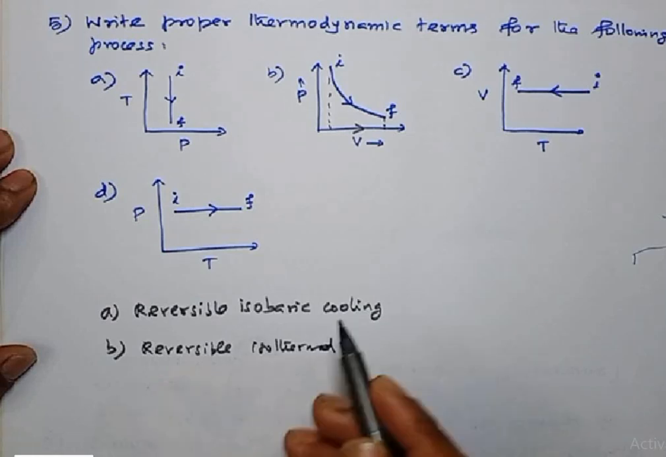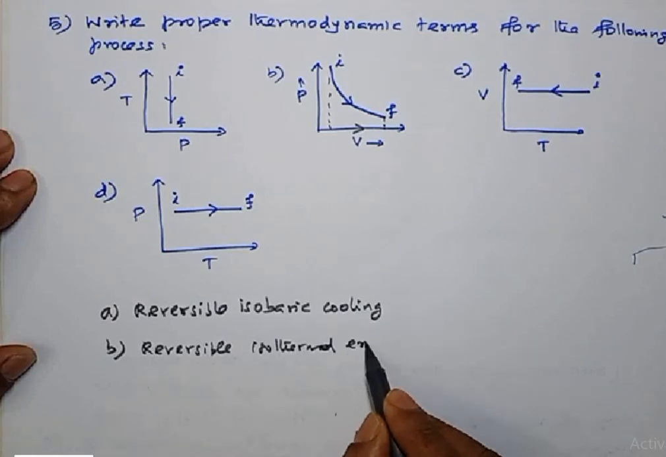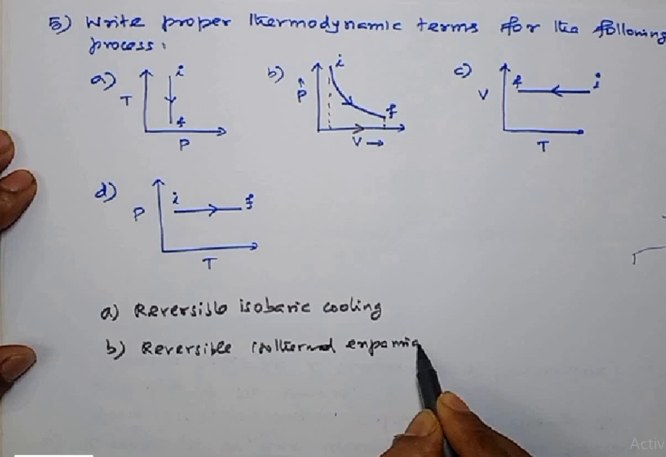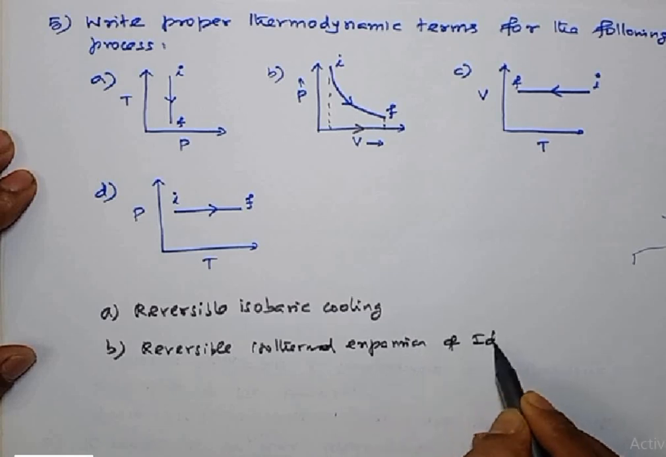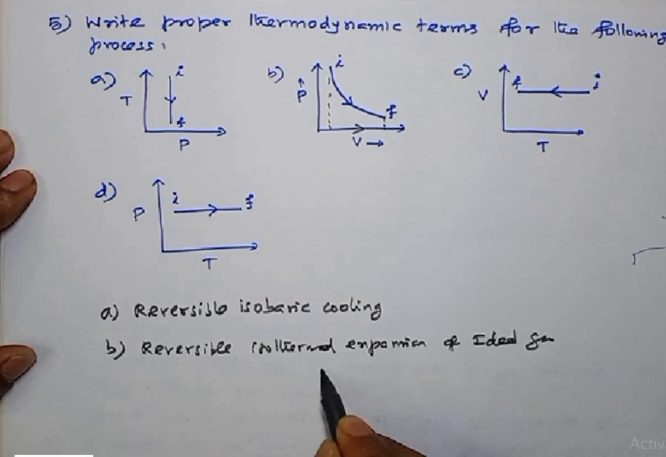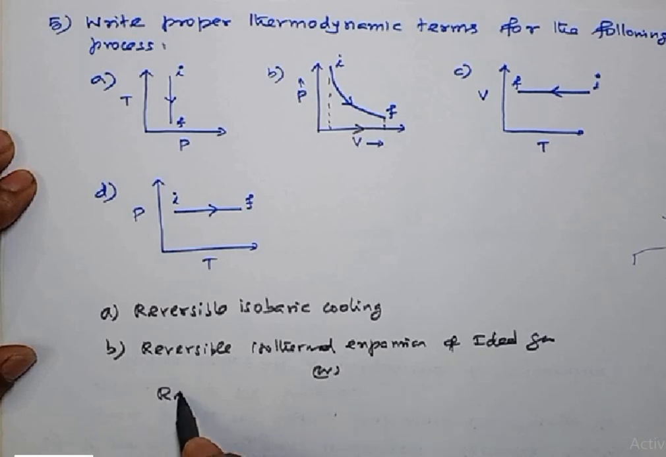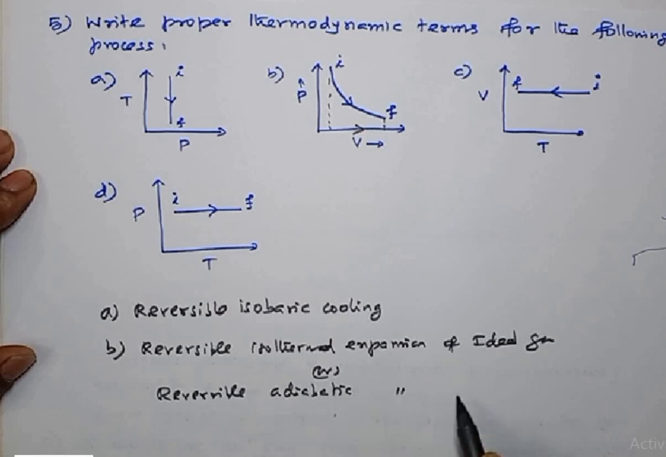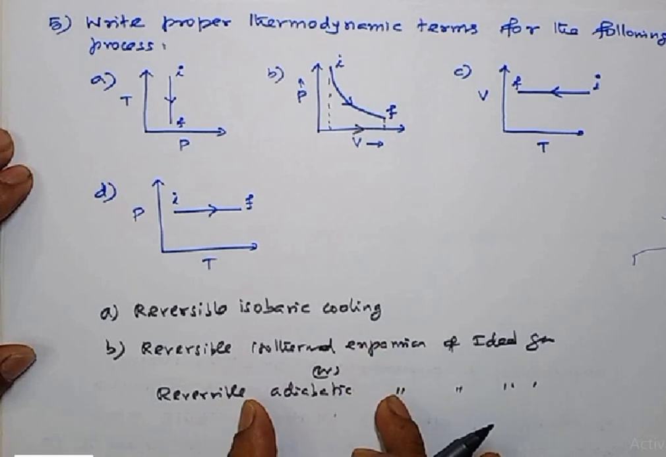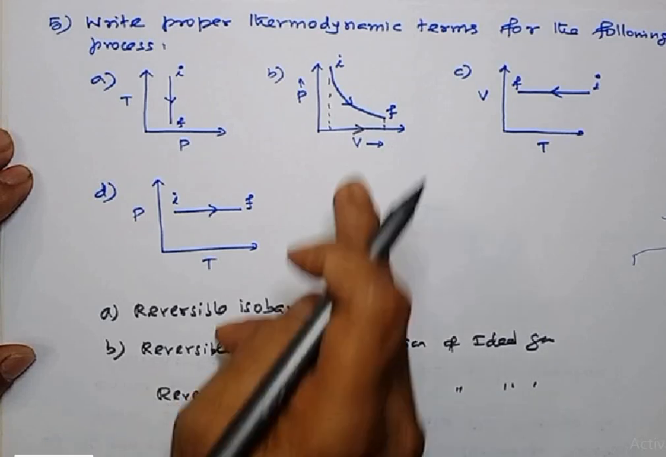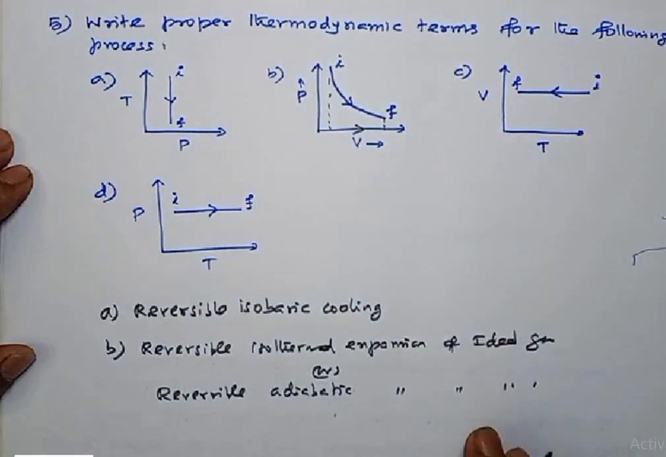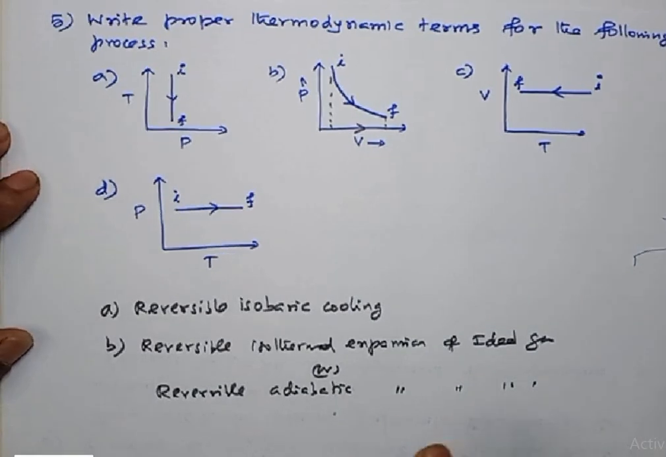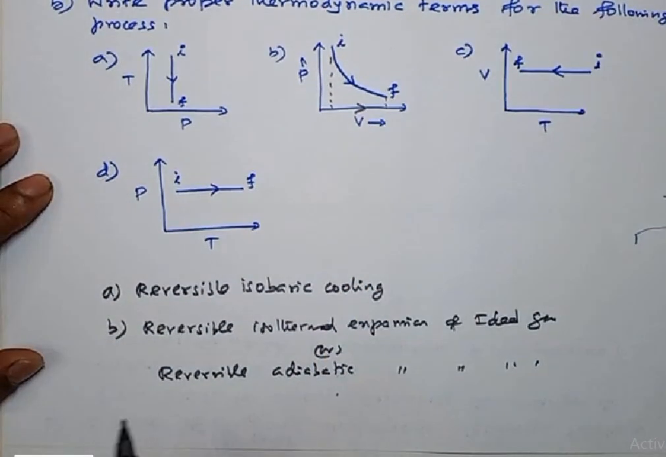Reversible, it could be either reversible isothermal expansion of ideal gas, or it could also be reversible adiabatic expansion of ideal gas. For both isothermal expansion and adiabatic expansion, reversible expansion, we get hyperbola. Okay, yeah.